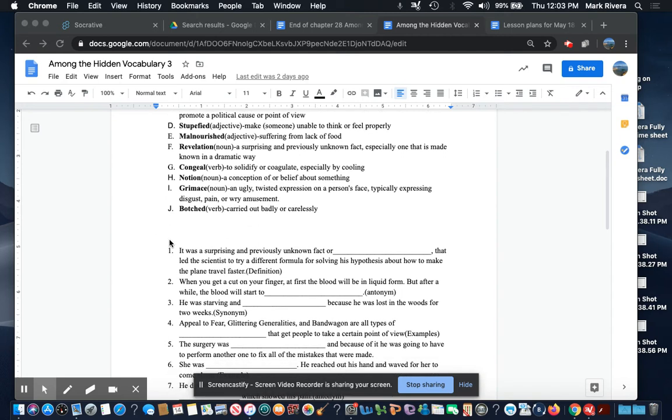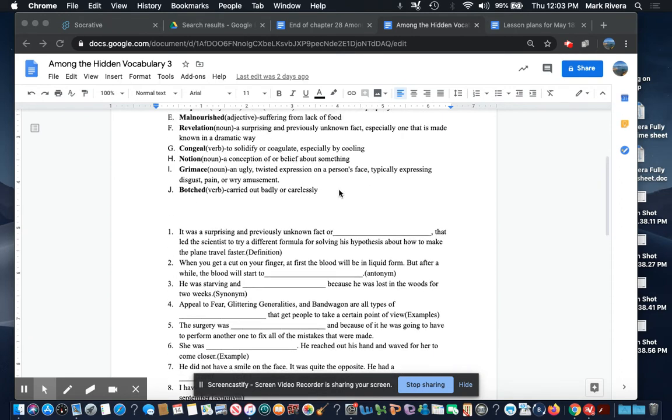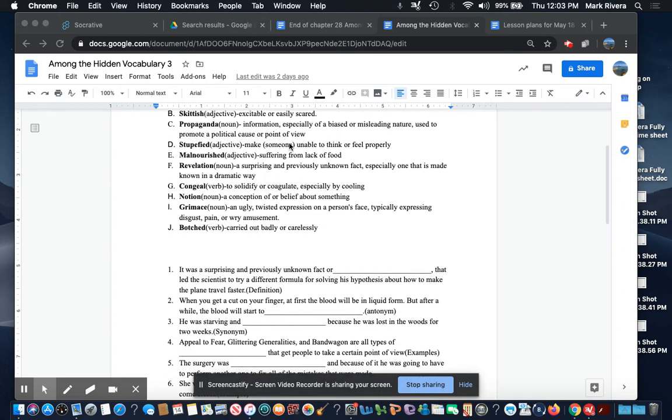And the last word is botched. What botched means is to carry out badly or carelessly. So when you really screw something up badly, that's when you botch it. Okay. All right. So what you're going to do now is take these words and put them in the fill-ins.